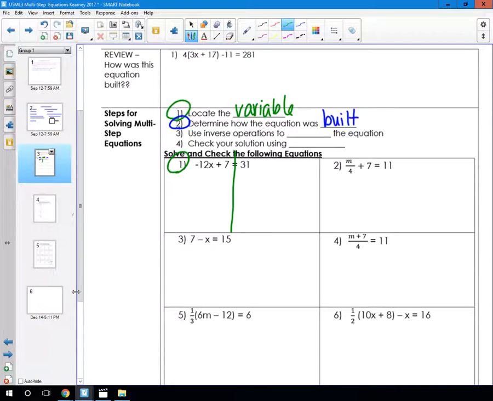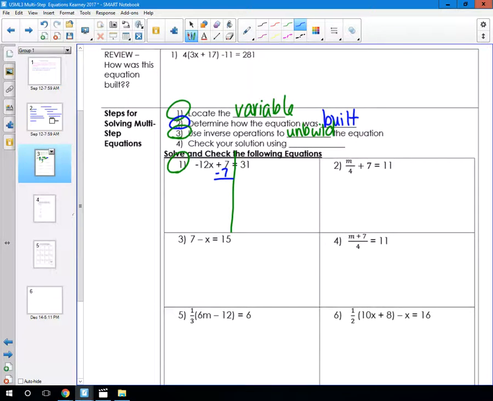Step 3 is to use inverse operations to unbuild, or deconstruct, that equation, okay? We unbuild it in the opposite order from which it was built. So what was the last thing that happened to x? We added 7. So the first thing I'm going to do is use inverse operations to undo that adding 7. So I'm going to subtract 7.